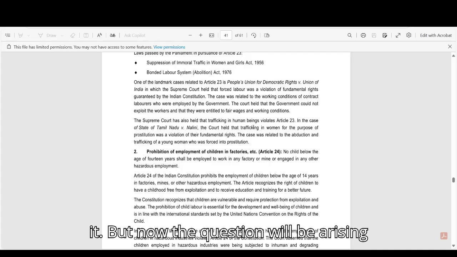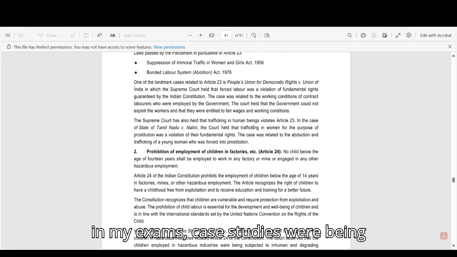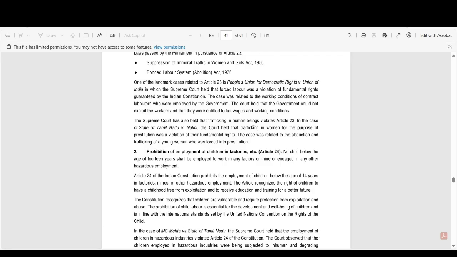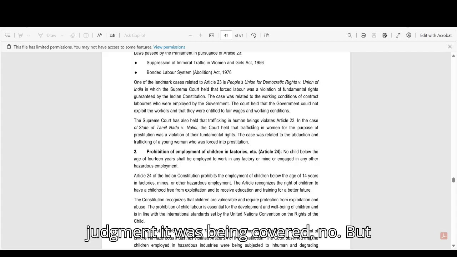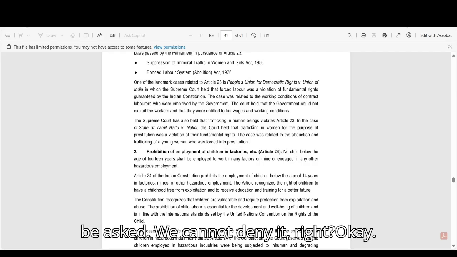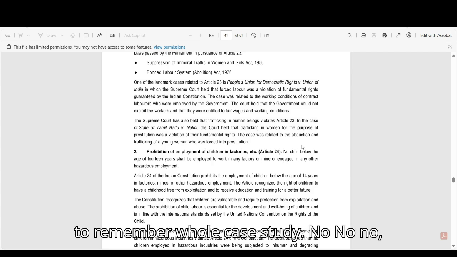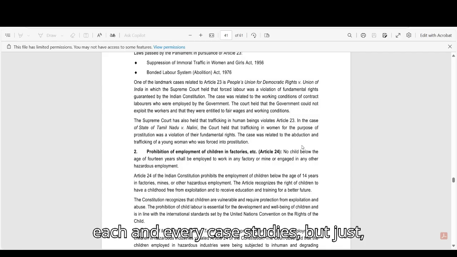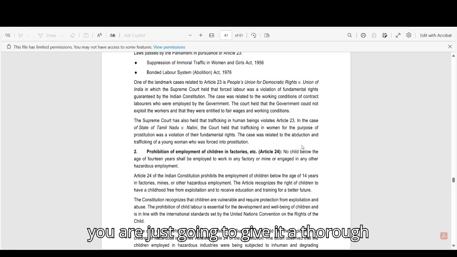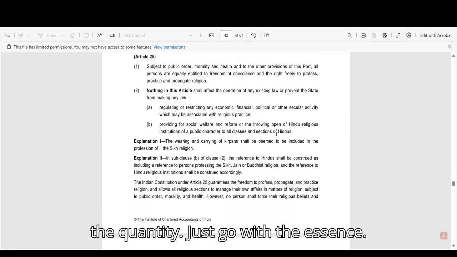Now the question would be whether case studies from the module are asked. As far as I am concerned, in my exams case studies were asked, but with regard to landmark judgments, not specifically which landmark judgment was covered. Still, there is a probability that it can be asked. We cannot deny it, right? So no need to worry about whether you need to remember the whole case study. You do not need to remember each and every case study, just give it a thorough read. Don't go after the quantity, just go with the essence.